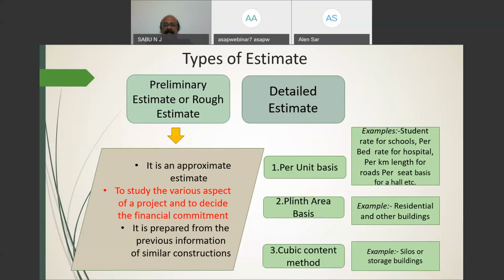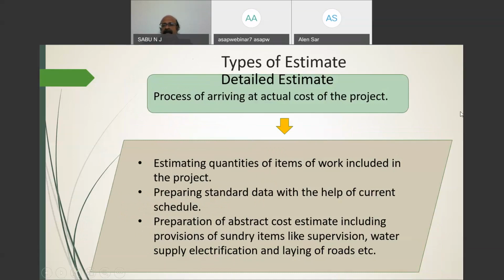Okay, another important estimate is the detailed estimate. The name itself implies its meaning. In a detailed estimate, every item is to be assessed for its cost. Generally, the detailed estimate is an essential component of the detailed project report. You have studied in the previous class that the detailed estimate goes along with the detailed drawing and specification. Without the detailed drawing and the specification, the detailed estimate cannot be prepared.